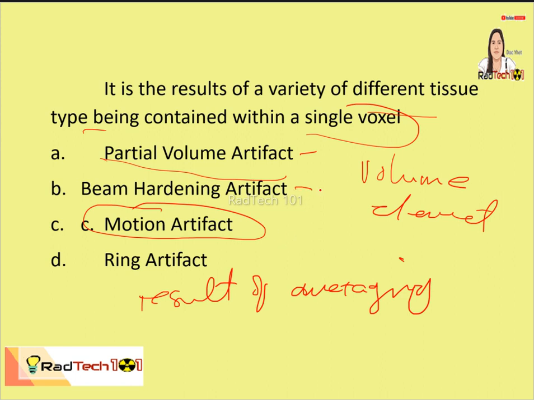Ang beam hardening naman, it is cupping. So, may mga questions ako din after this, about beam hardening. So, cup, C-U-P.